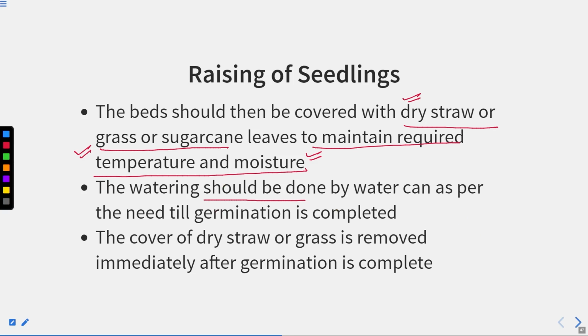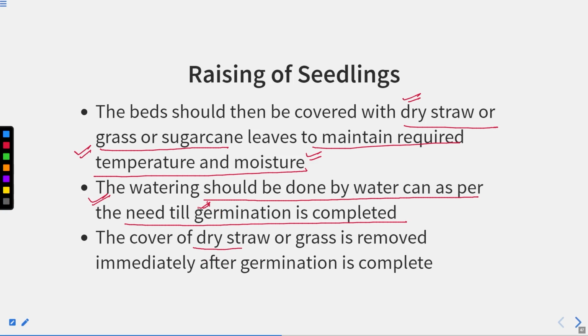The watering should be done with a water can as per the need till the germination is completed, right? So you should water it, and this can be done till the germination is completed. So watering is a very, very crucial step for the raising of seedlings.